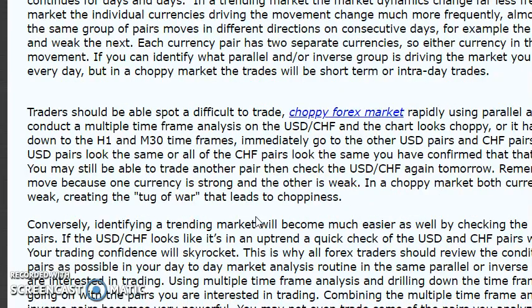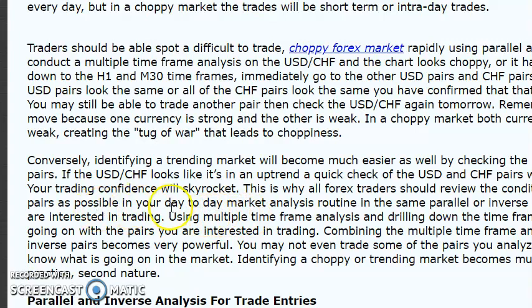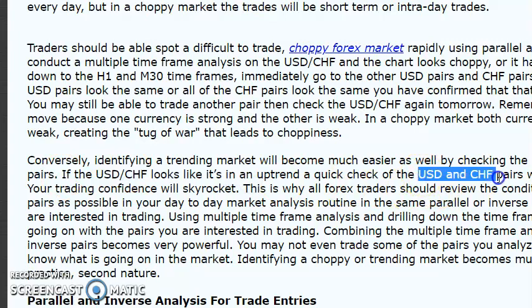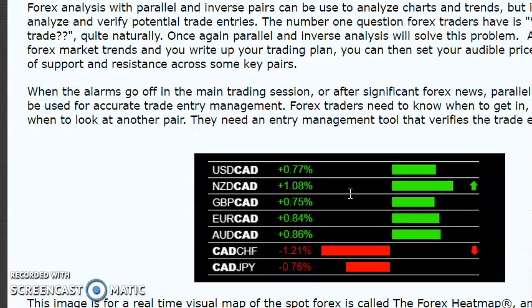The same thing happens if the pair is trending. If the USD Swiss looks like it's in an uptrend, just check all the USD and Swiss franc pairs and you will quickly determine if the USD strength is pushing the uptrend or the Swiss franc weakness is pushing it. And with this knowledge, your trading confidence will skyrocket. Parallel and inverse analysis works.